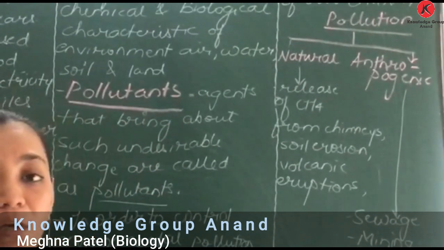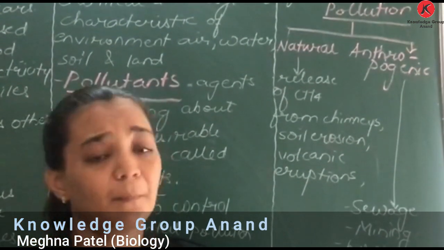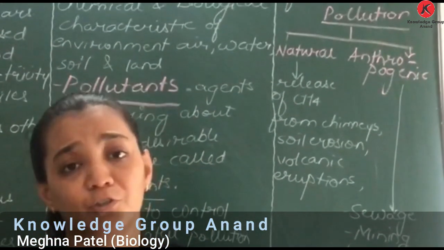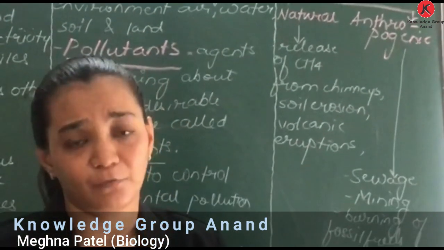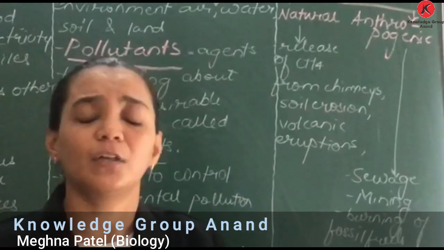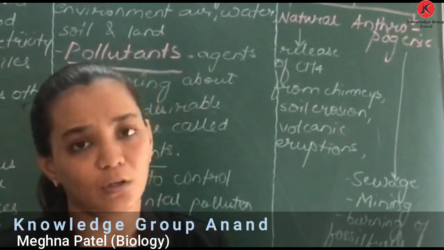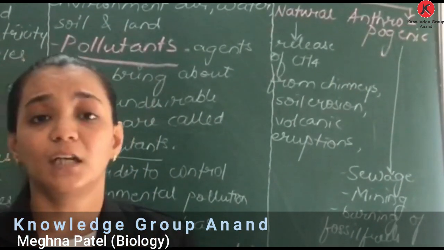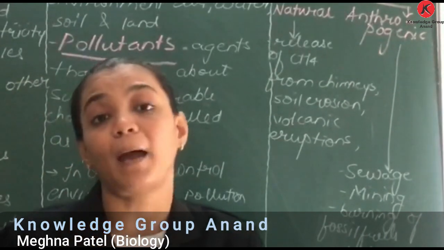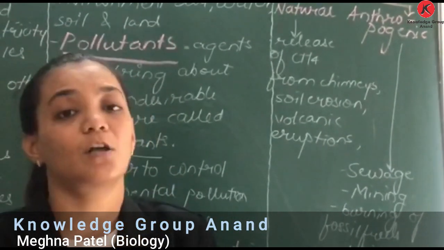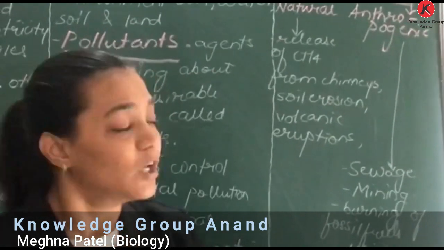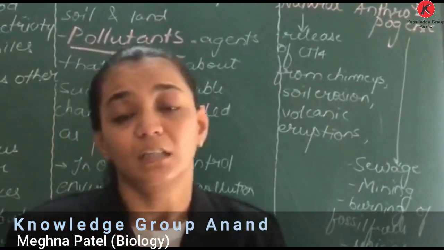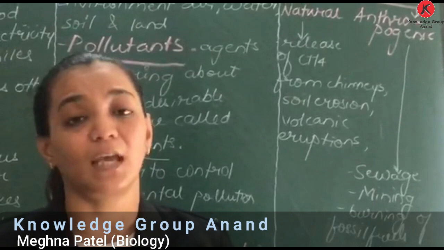Pollution can be both natural and anthropogenic, that is, man-made. Natural pollution is the one which is inevitable and which we cannot stop. For example, there is the presence of dust particles in the air, which we cannot avoid. There is also the release of methane from the paddy fields, because a large amount of methane gas is released there. That is one of the pollutants. Soil erosion and volcanic eruptions are also some of the natural pollutants which we cannot avoid.